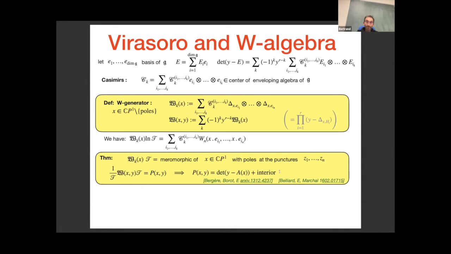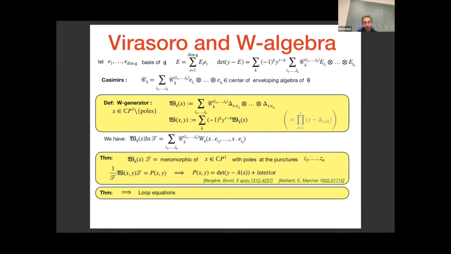And well, I speak only for the people who understand what I'm talking about, but terms that are only strictly inside the Newton's polygon. Okay. And this theorem is in fact the same thing as what is usually called loop equations in matrix models.